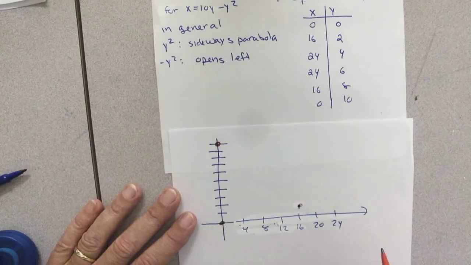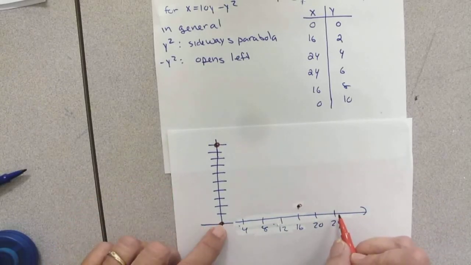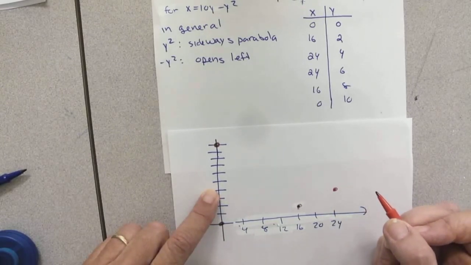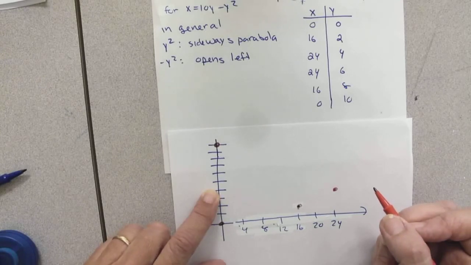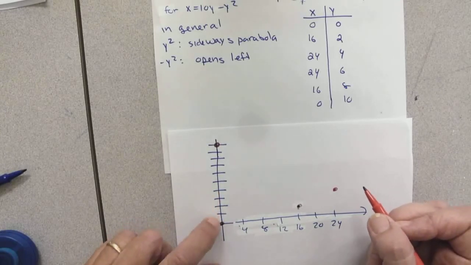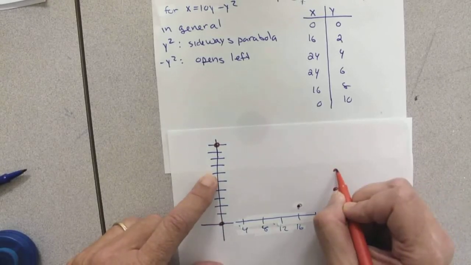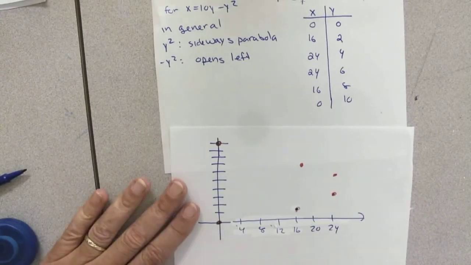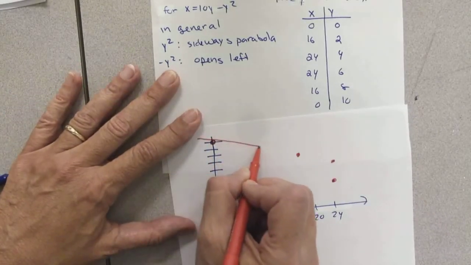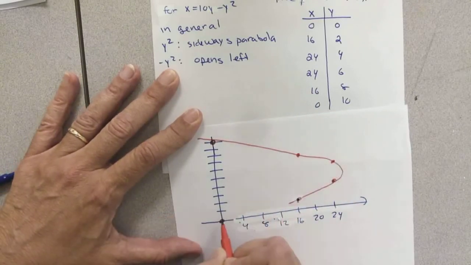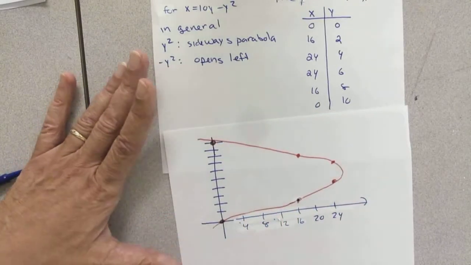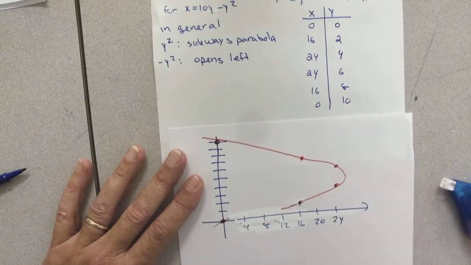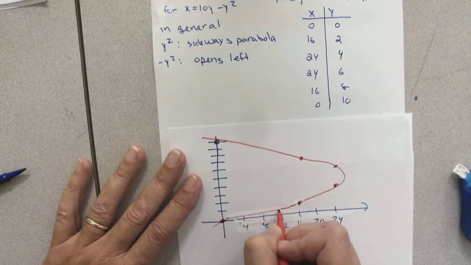Red. I've got 24, 6, 24, 4, 1, 2, 3, 4, which would be right about there. I've got 24, 6, 1, 2, 3, 4, 5, 6, which would be right about there. And I've got 16, 8, which would be right about there. And so it looks something like that. Pretend that looks like a nice smooth parabola. It doesn't. I'll try to do a little bit better. There, that looks a little better.